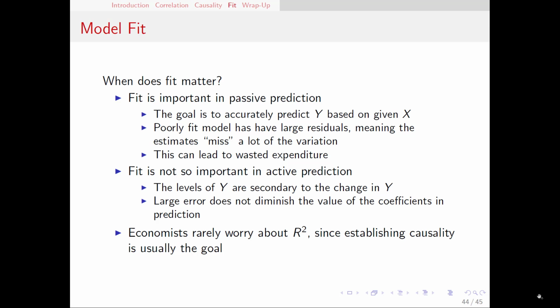However, if we are trying to do an active prediction, r squared and model fit don't matter. When we're making an active prediction, we want to know when x changes, how much is y going to change? The actual level of y doesn't really matter. What we need for active prediction is not fit, but estimate precision. In economics, we tend not to think too much about r squared because establishing causality is usually our goal. Remember that economics is all about decision making. And when we're trying to make a decision, we want to know how will people react to the decisions we make. And that's what an active prediction is all about.